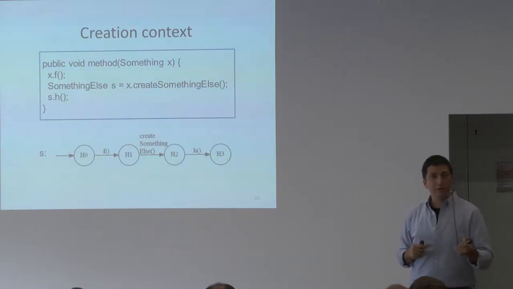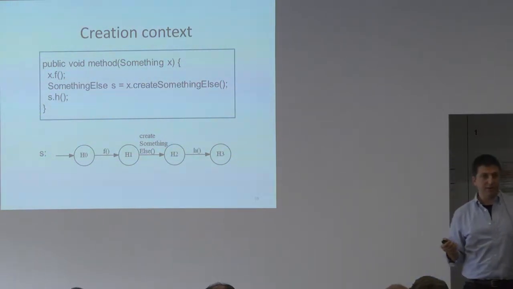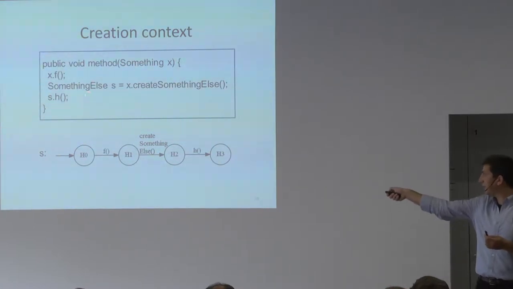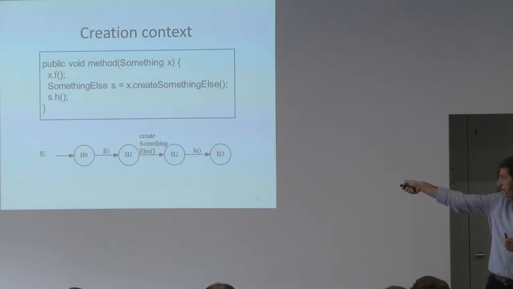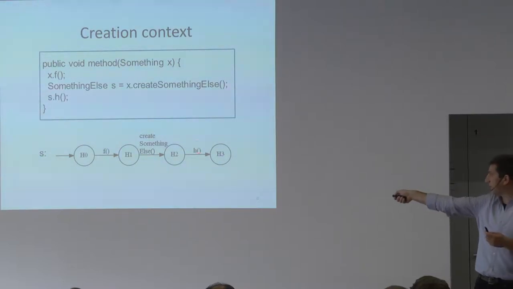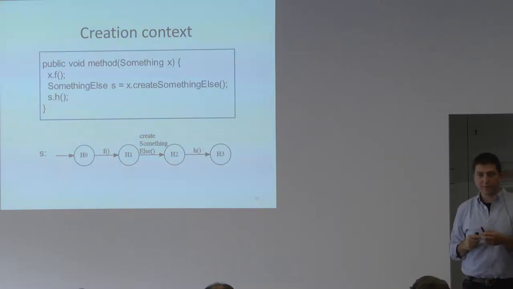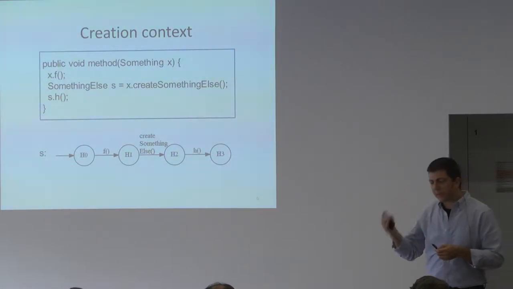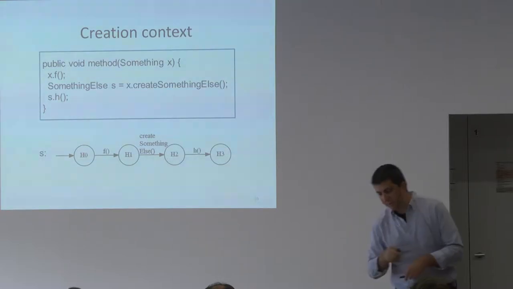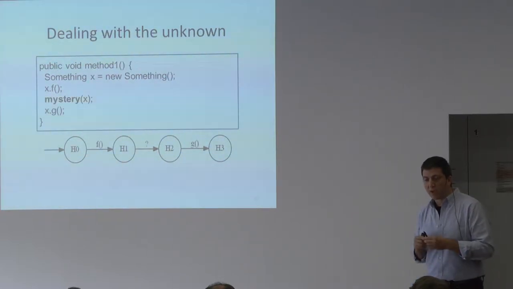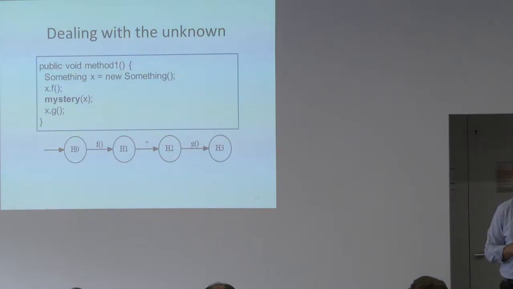What we would like to do is track, when these cases arise, the creation context in which S was created. So we want not just to know that H was invoked on S, we also want to know the history that led to this creation. There are reasons for this that I maybe will explain later. I don't know if I'll have time. But the most important thing is I want to be able to deal with the unknown.